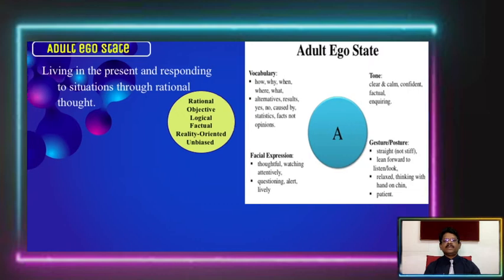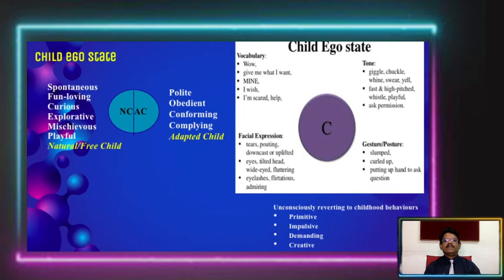Now if you look at the child ego state, it is something different. Unconsciously, the child ego state comes from the individual. It is primitive and impulsive, and also very creative. You will find all these characteristics with the child ego state.